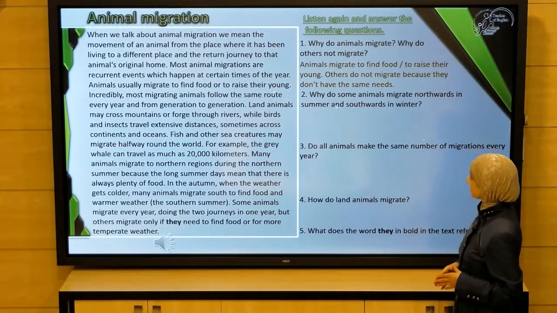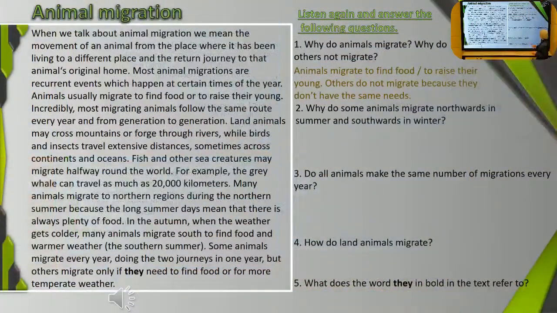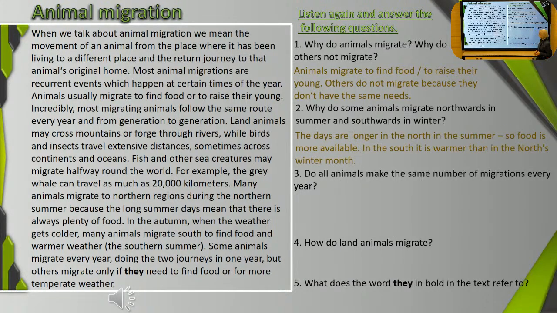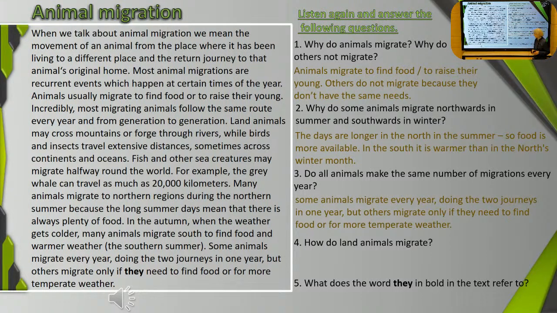Okay. Now the second question, why do some animals migrate northwards in the summer and southwards in winter? The days are longer in the north in the summer, so food is more available, or there is plenty of food. In the south, it's warmer than in the north's winter months. Do all animals make the same number of migrations every year? Some animals migrate every year doing the 2 journeys in 1 year, but others migrate only if they need to find food or for more temperate weather.